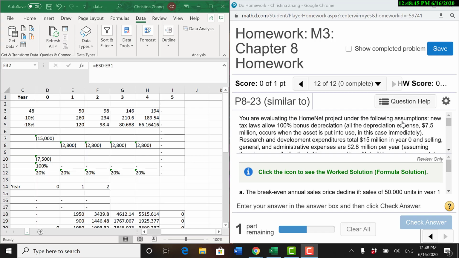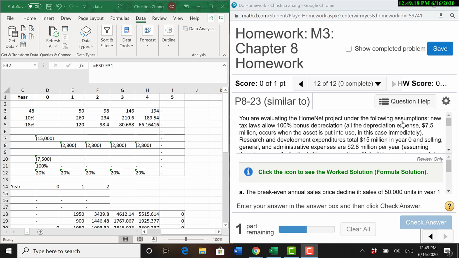So this brief video is designed to show you how to use the Goal Seek function in your Excel to solve problem 12 from chapter 8 homework. The chapter 8 homework is asking you to do a break-even analysis. By design, the break-even analysis essentially is asking you to figure out the percentage change or the number of sales, whatever, that allows you to get a zero NPV.